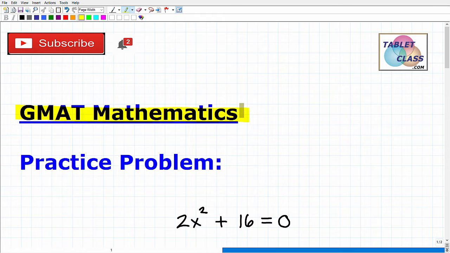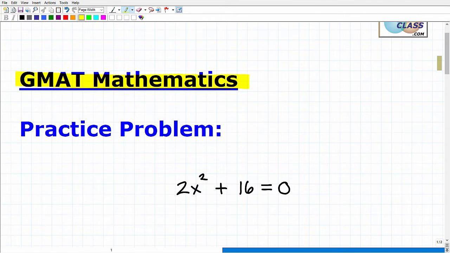And what we got here is a practice problem that you should be able to handle pretty well if you're fully prepared for GMAT mathematics. We'll get into the problem here in a second.